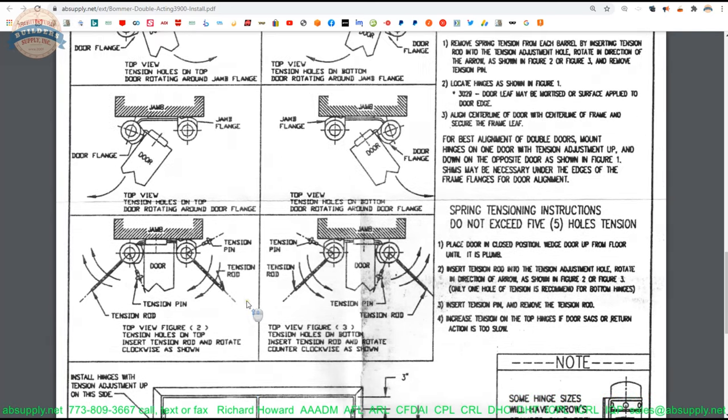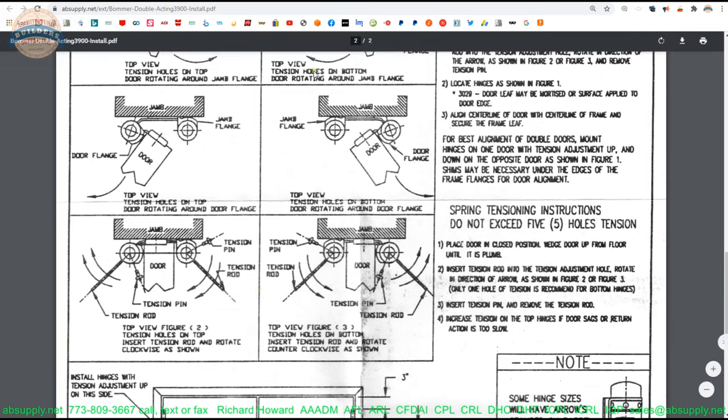Or you might do that in reverse. Mark on the frame where the hinges are to go, attach the hinges to the door, and then bring the entire assembly to the frame, pre-drill the holes, and install it.